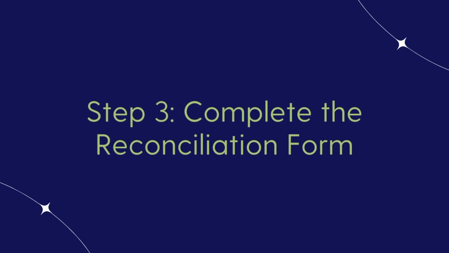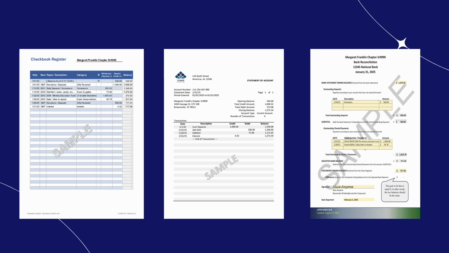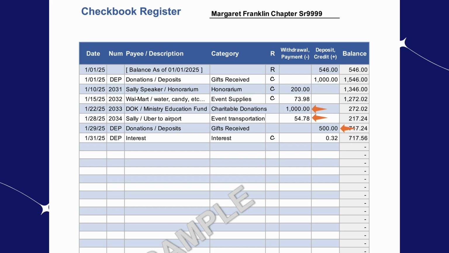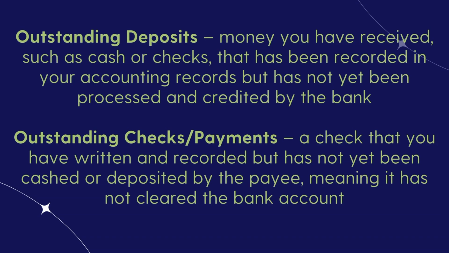We are now ready to complete the reconciliation form. You might have noticed that there are transactions that are not recorded on the bank statement that we have recorded on our check register. It looks like we have written a couple of checks that have not yet cleared the bank. Most likely they will clear during the next statement period. We also have a deposit recorded, but we either haven't had a chance to take it to the bank or the bank hasn't reported it yet. These are known as outstanding deposits and outstanding checks or payments.